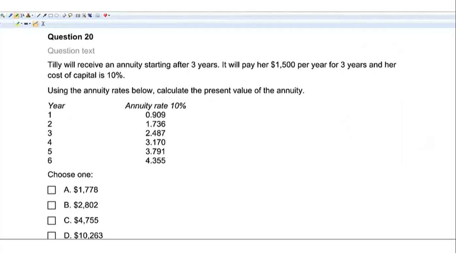Question 20 looks at discounting, and it specifically asks us to calculate the present value of an annuity. So again, if you look at the requirement here, it says to us, using the annuity rates below, calculate the present value of the annuity. Just to remind you of the basics, when we calculate the present value of something, we always take the cash flow and we multiply it by the relevant discount factor, which would cover the time period covered in the question and the interest rate used.